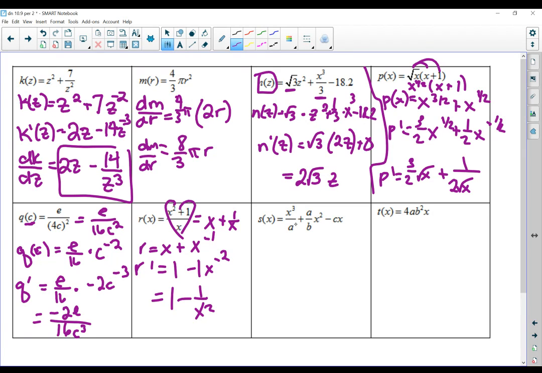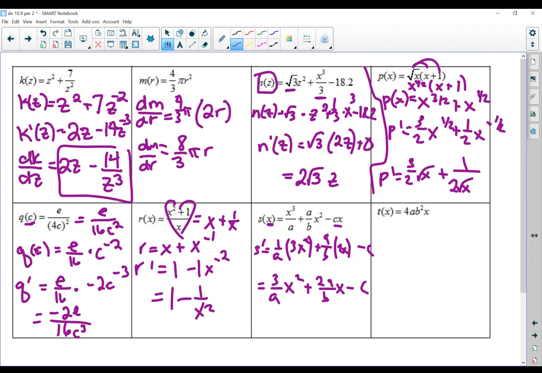Now for s of x, we have all these letters: x's, a's, b's, and c's, but the independent variable here is x. So all these a's and b's are just coefficients or constant multiples in this case. This x cubed over a, when I take the derivative, 1 over a is the number, and the derivative of x cubed is 3x squared. Plus a over b times 2x minus, now this is a linear term, its derivative would just be c. So if I wanted to clean that up, that would give me 3 over a x squared plus 2a over b x minus c.